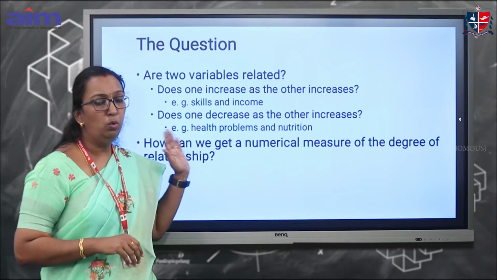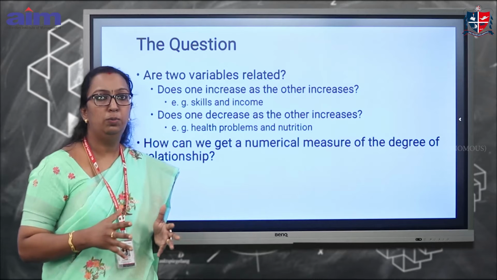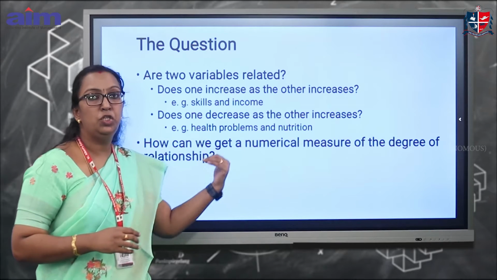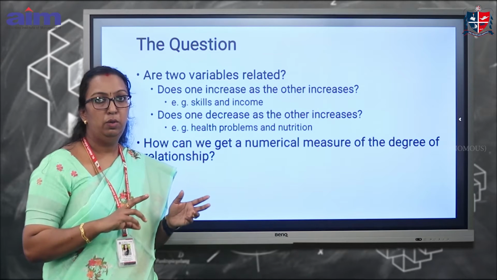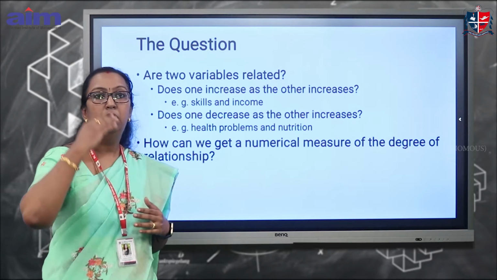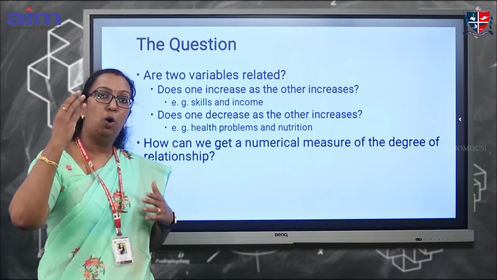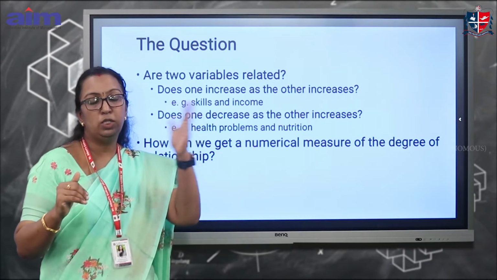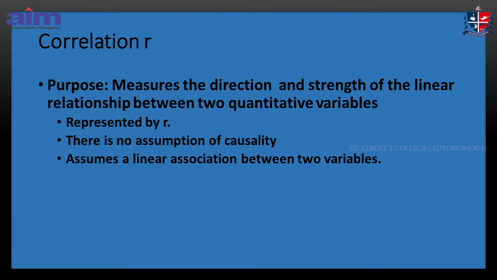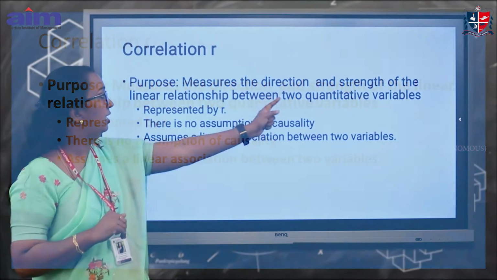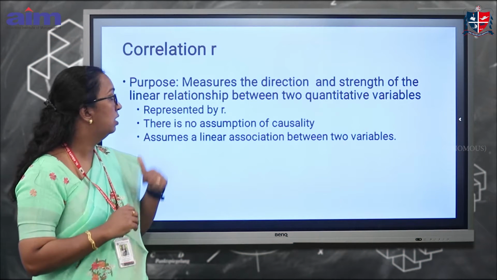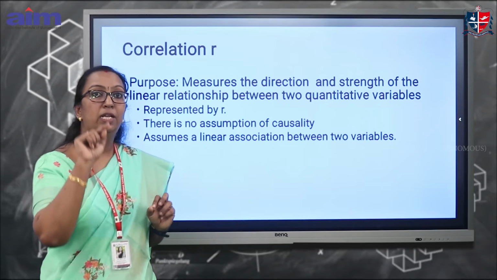Through correlation analysis, what we are trying to understand is the degree of relationship between these two variables, whether one variable causes another variable to go up, or the other variable comes down when the x variable goes up. So the basic purpose of correlation analysis is to measure the direction and strength of the linear relationship between two quantitative variables, represented by small letter r.